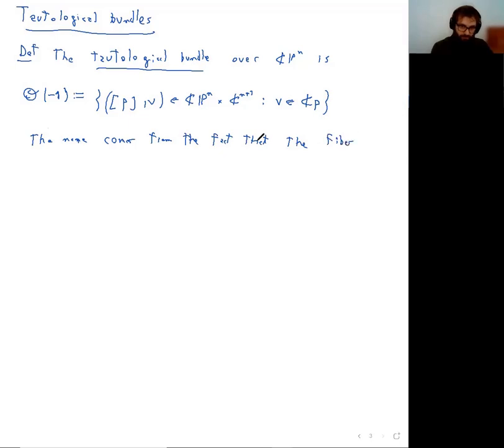The fiber over P is the line passing through P and zero in C^(n+1). Okay. So for now, this is just a projection. We're projecting, and every fiber is a vector space. This is not the same as being a vector bundle, so let's check that. We need to actually give local trivializations. So the standard open sets here, standard coverings in CP^n, are these ones.